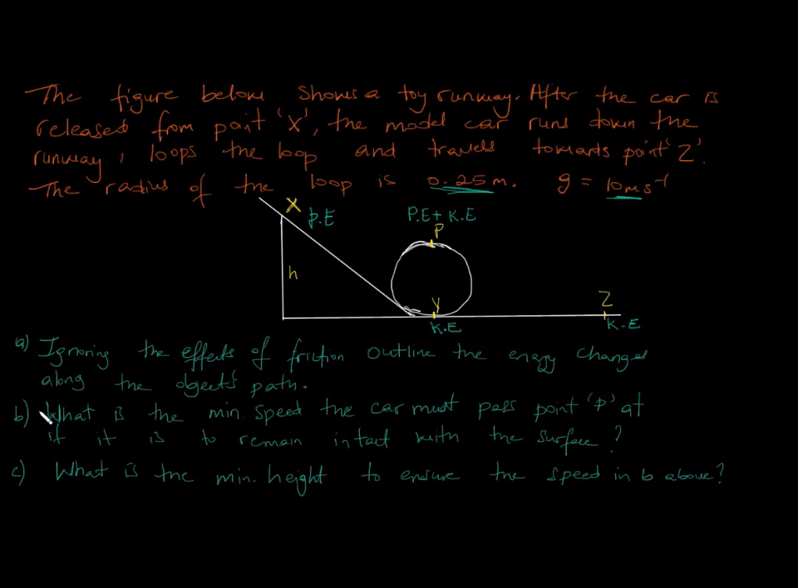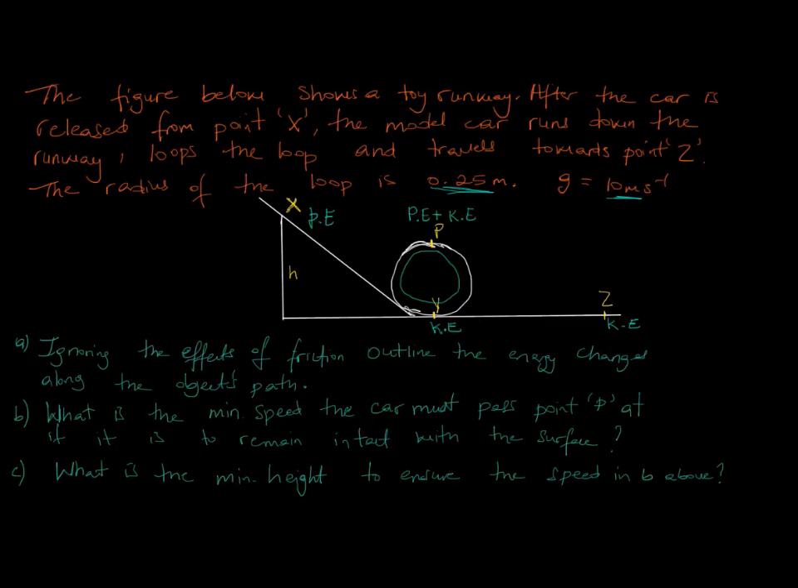Now part B says, what is the minimum speed the car must pass point P at if it is to remain in contact with the surface? This is where we look at forces, specifically centripetal forces. Since the object is moving around the path here, there's some force which keeps it along this path, and that force is what is known as centripetal force.